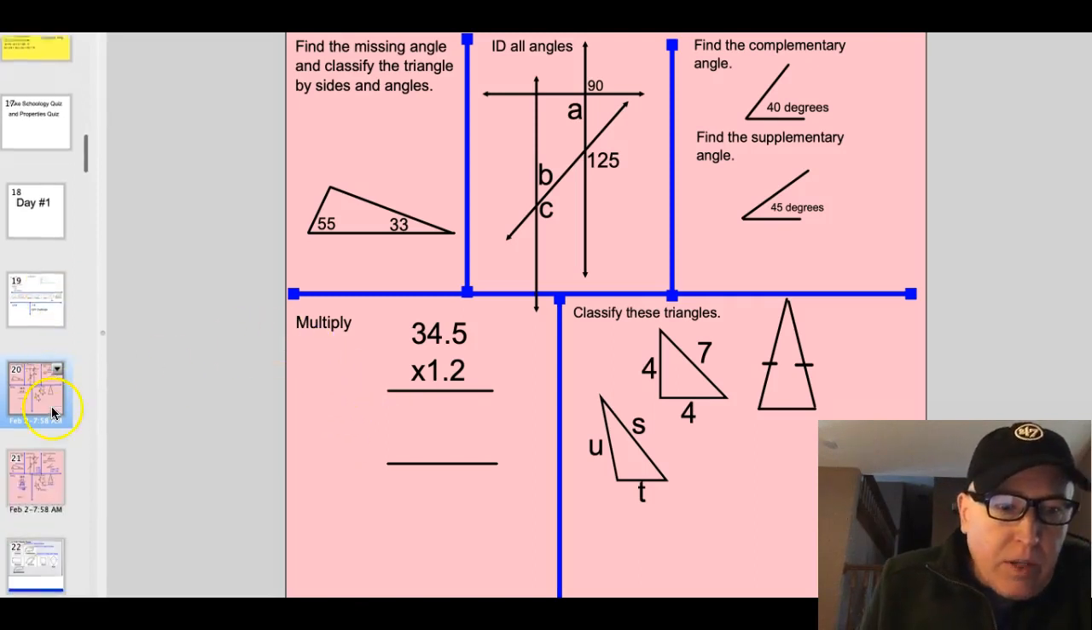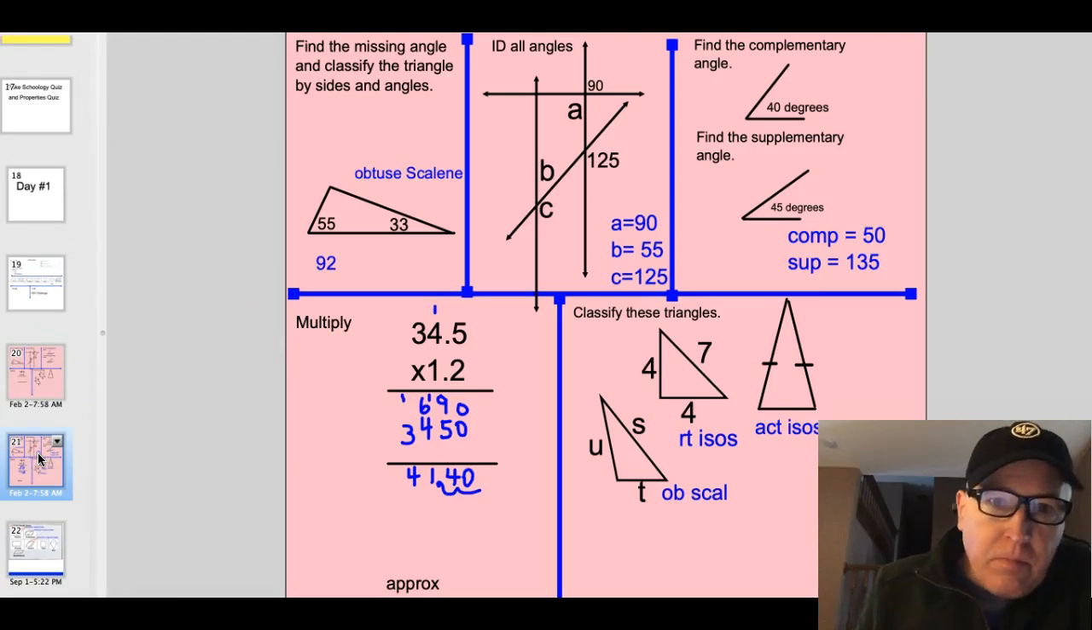All right, let's go over the answers to the review. This would be an obtuse triangle because this is a 92 angle. If you take 180 minus 55 minus 33. So identifying all angles here, this is going to be 90 degrees, so the vertical angle will be 90 degrees. And then if this one is 125, this one here has to be 55. So 125, 55. And of course, because these are parallel lines here, and this is a line that intersects two parallel lines, these two angles down here will also be 125 and then 55 degree angles.